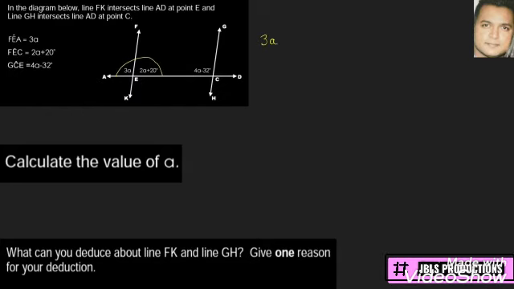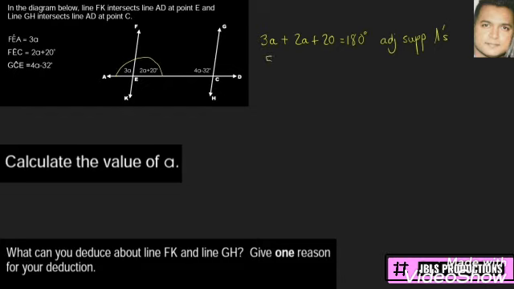Say 3A plus 2A plus 20 is equal to 180 degrees. And the reason why we are saying this is that these two angles are adjacent supplementary angles. And now let's solve for A.